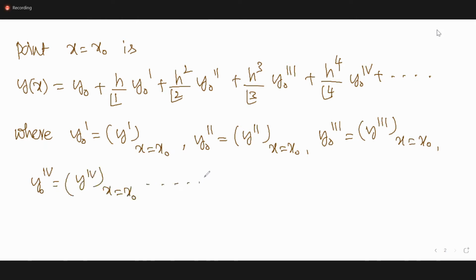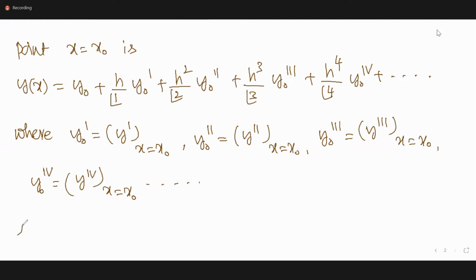So expand up to fourth order terms, and neglect the higher order derivatives, that is, greater than 4.